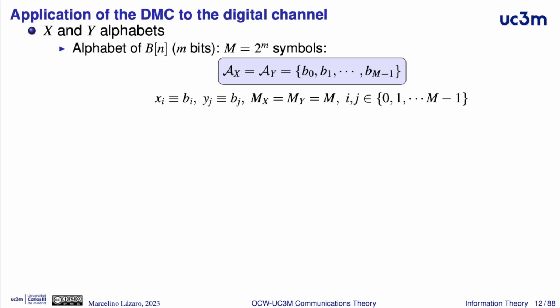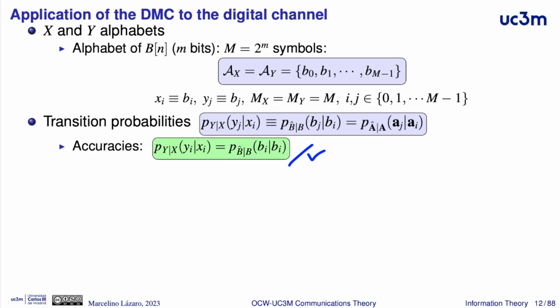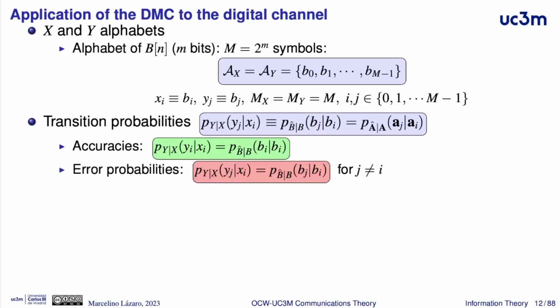When the discrete memoryless channel is applied to model the digital channel, the alphabet of the input is equal to the alphabet of the output, capital M values, the symbols that are transmitted. And the transition probabilities are basically the probability of deciding a given symbol or its vector representation given that another symbol was transmitted. In these transition probabilities, we have accuracies when the decision is equal to the symbol that was transmitted, and we also have error probabilities when the decision is different than the symbol that was transmitted.